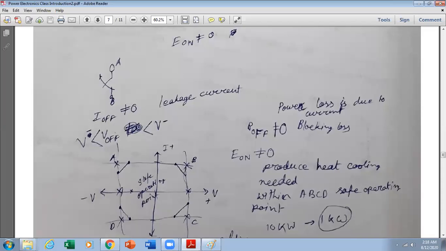As I said, if it is an ideal switch, then this is zero. If it is not ideal, then there will definitely be some losses, and for that the leakage current may come into the picture. Since there is a loss, that switch is not ideal. That opening is not exactly opening, there may be some path through which current is conducting.